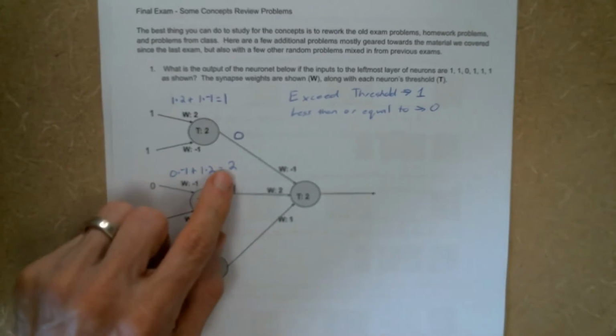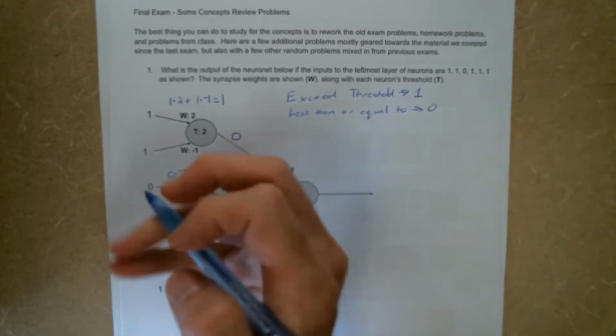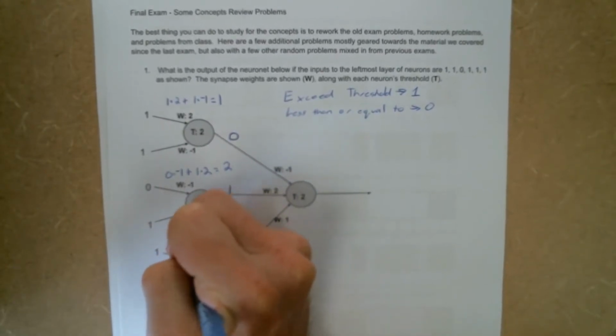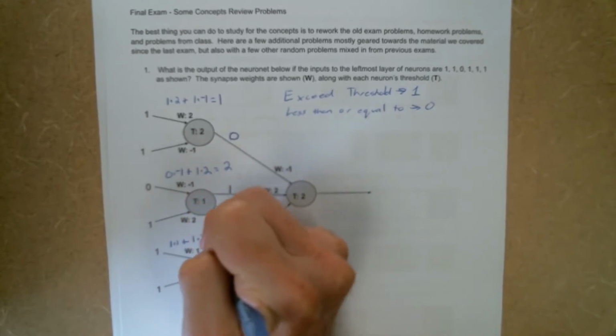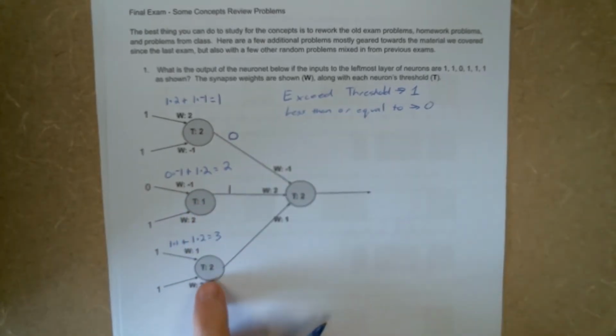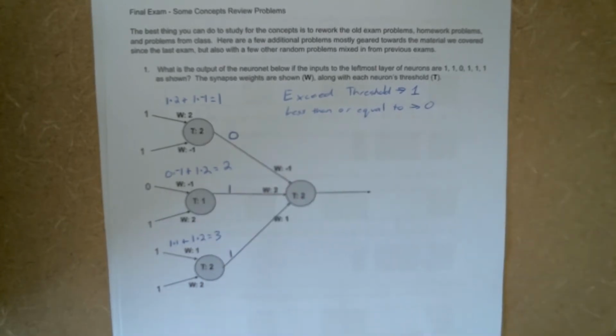We only ever output ones or zeros. This just determines whether we exceed or fail to exceed the threshold. So it's not like we output a 2 or anything like that. And then this one down here, we have 1 times 1 plus 1 times 2 for a total of 3. Again, we're exceeding the threshold, so that would be a 1.